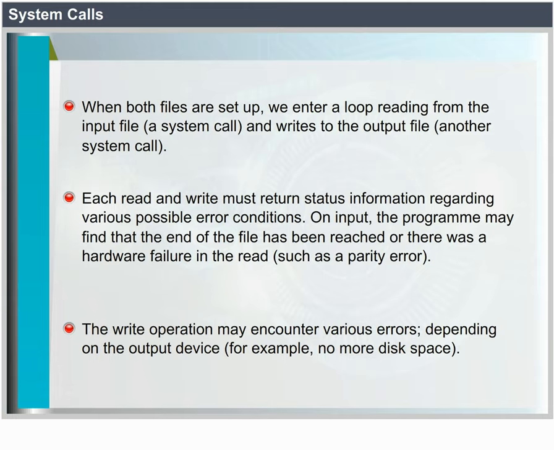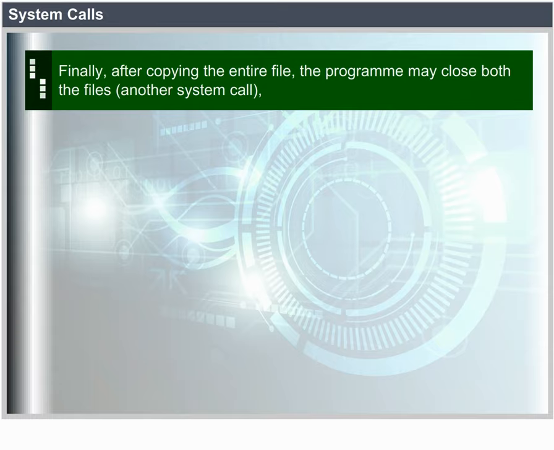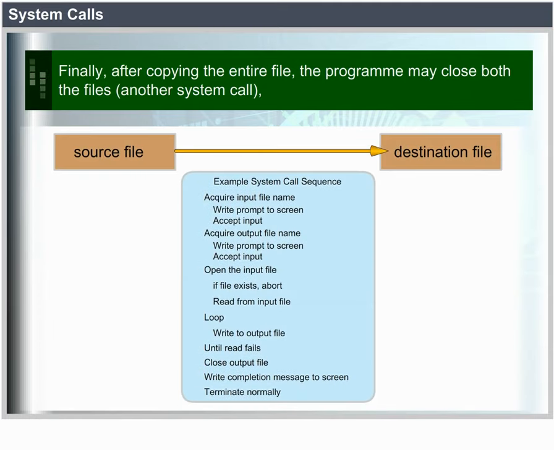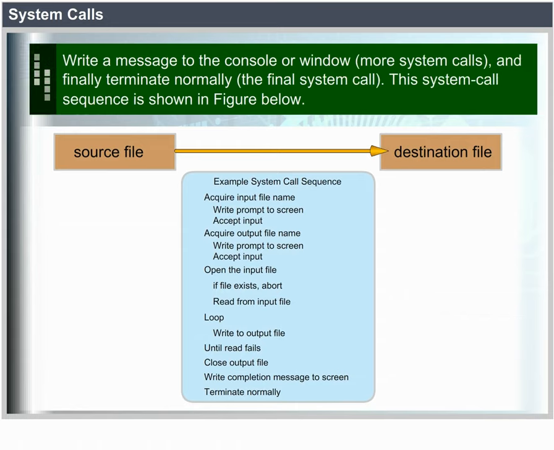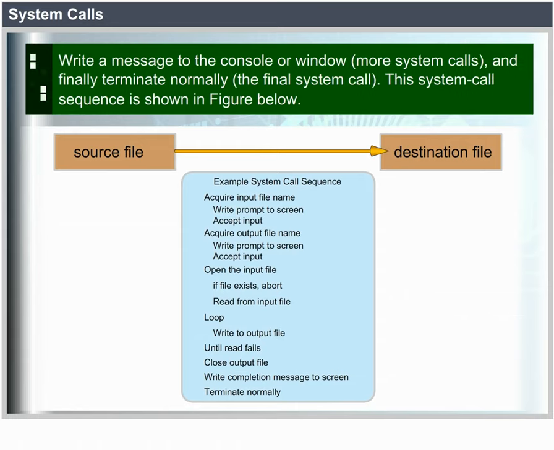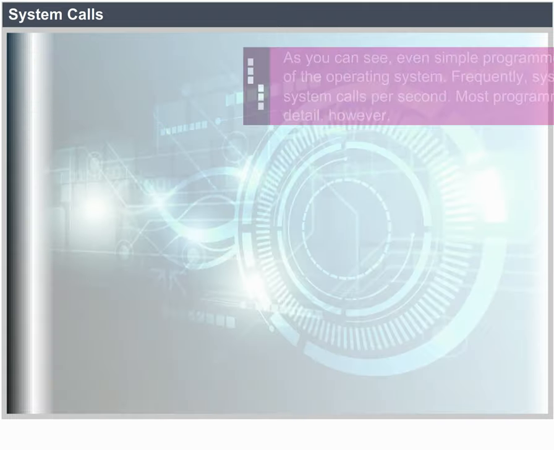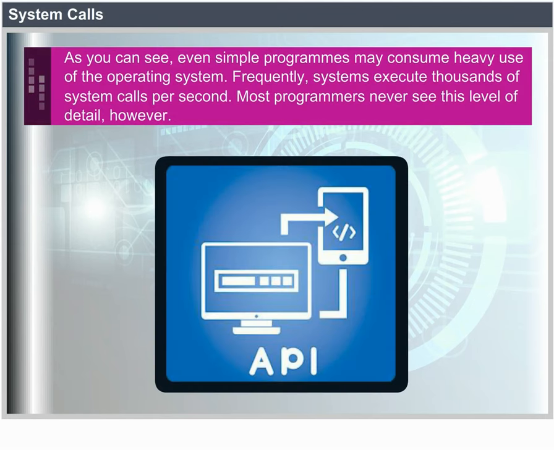Finally, after the entire file is copied, the program may close both files, another system call, write a message to the console or window, more system calls, and finally terminate normally, the final system call. This system call sequence is shown in the figure below. As you can see, even simple programs may make heavy use of the operating system. Frequently, systems execute thousands of system calls per second. Most programmers never see this level of detail, however.